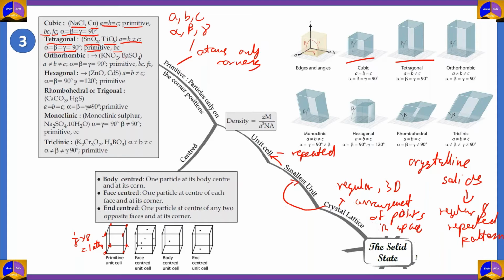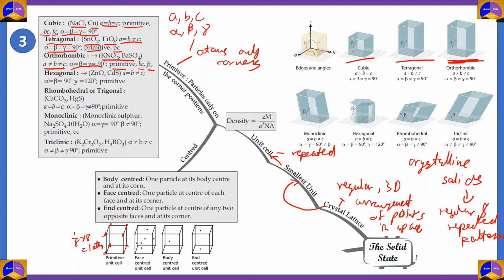Next, we look at orthorhombic. Molecules of KNO3 and BaSO4, potassium nitrate and barium sulfate, undergo orthorhombic shape. This is the diagram for an orthorhombic shape. The characteristic here is that none of the sides are equal. Over here, there is a rectangle face, and then there is a cuboid. The cuboid has none of the sides as equal. So a is not equal to b is not equal to c. However, the angles are still the same, equal to 90 degrees. Orthorhombic unit cells can be primitive, body-centered, or face-centered. The examples include KNO3 and BaSO4.